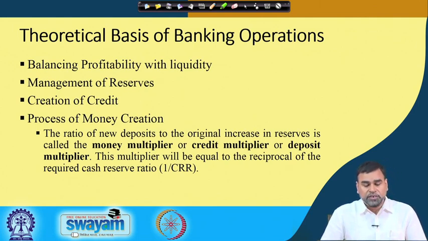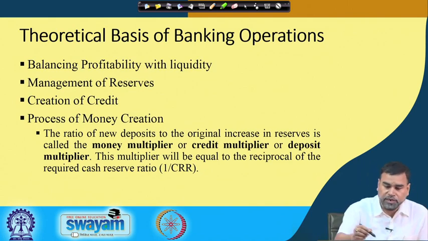So, this is the way money can be created, the money multiplier process which works through the commercial banks. That is why the money multiplier is defined as the ratio of new deposits to the original increase in the reserves. It is called the money multiplier, or it can be called the credit multiplier, or the deposit multiplier. So, this multiplier will be equal to the reciprocal of the required cash reserve ratio, that is 1 by CRR.